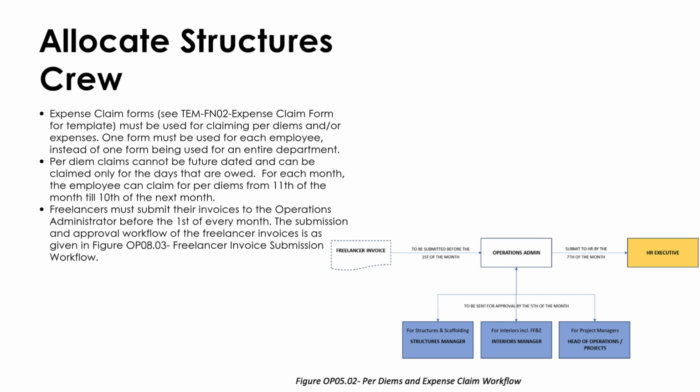One form must be used for each employee instead of one form for an entire department. Per diem claims cannot be future dated and can be claimed only for the days that are owed. For each month, the employee can claim per diems from the 11th of the month until the 10th of the next month. Freelancers must submit their invoices to the operations administrator before the 1st of every month. The submission and approval workflow for freelancer invoices is detailed in the figure titled Freelancer Invoice Submission Workflow.